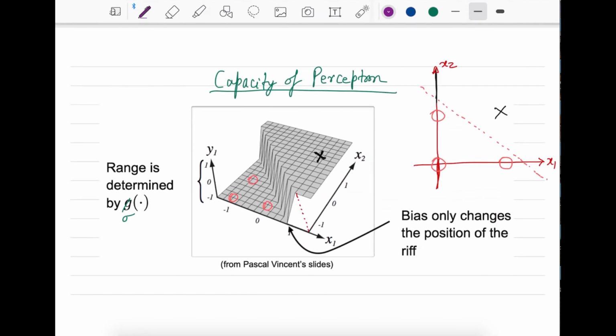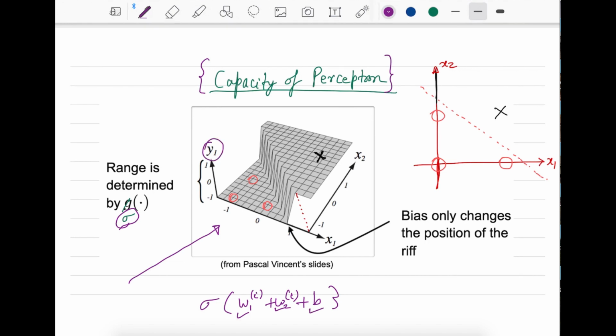Okay, so the capacity of the perceptron that we have just discussed can be observed in this fashion also. It's a 3D diagram which you are observing here. The y-axis here is basically the sigma, or the non-linearity, because we have sigma of w1 x1 plus w2 x2 minus bias. So basically it's a complex function of w1, w2 and b.